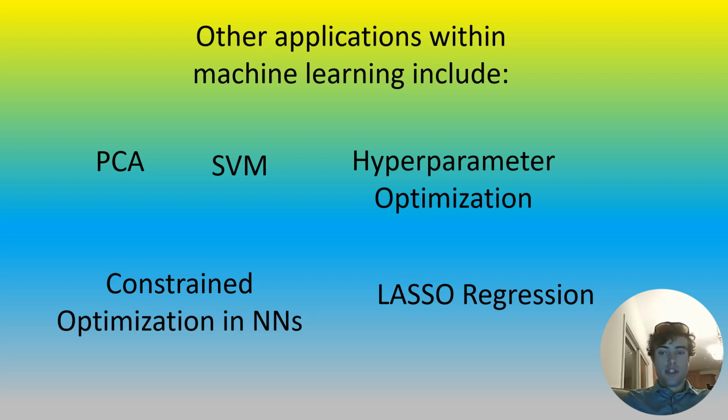Support vector machines, I already talked about that. Hyperparameter optimization: you're just optimizing some hyperparameters. Constrained optimization in neural networks, that's pretty complex. I don't know much about that. Lasso regression, yeah, it's used in there too.